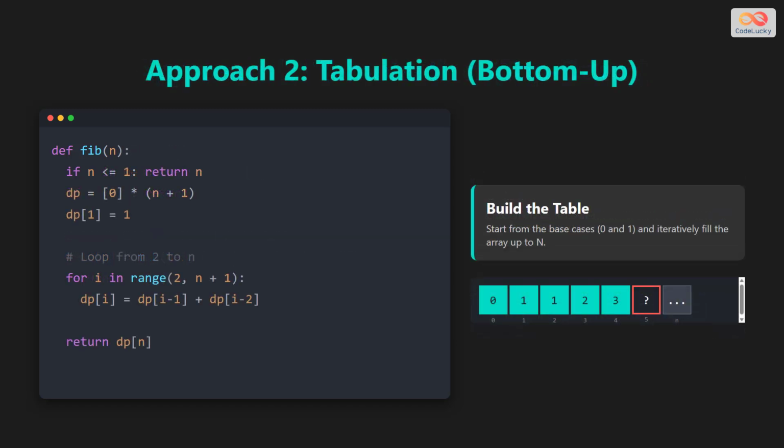The second strategy is tabulation. This is a bottom-up approach. Instead of recursion, we use a loop. We create a table or an array and fill it starting from the smallest values, 0 and 1. We then loop from 2 up to n, filling in each cell by adding the previous two cells. This avoids the overhead of recursive function calls entirely.